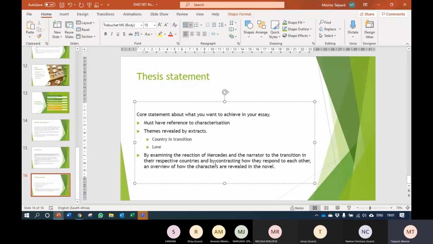And then I'm going to have a contrast between how they respond to each other. And that will give me an overview, evaluation of how the characters are revealed in the novel.